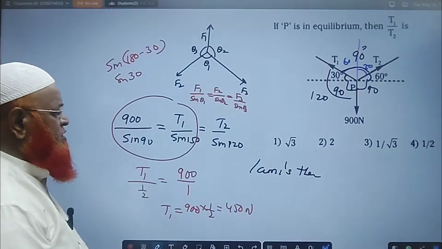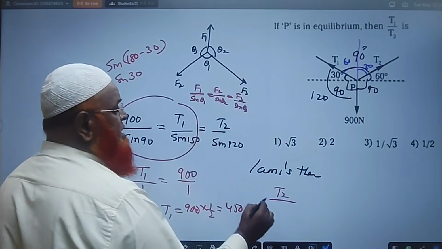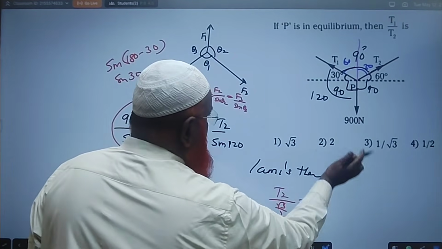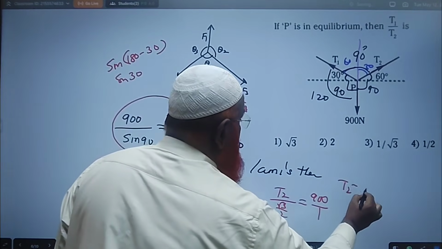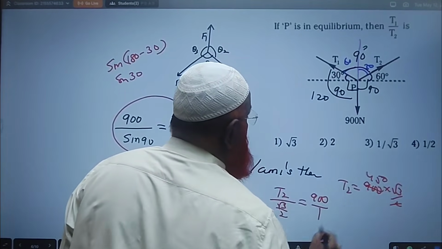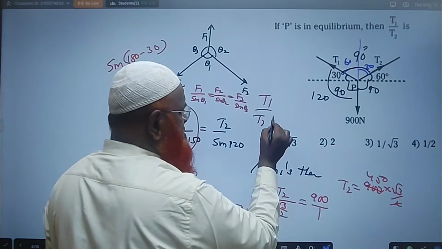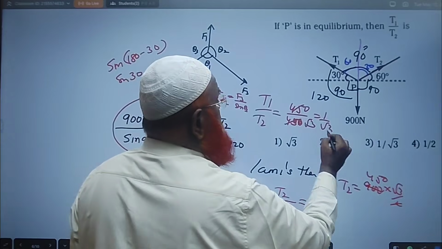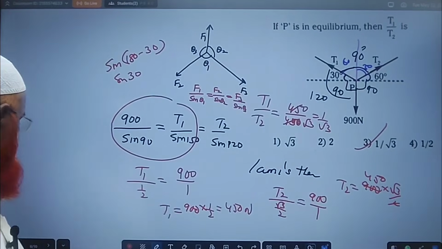The next thing I am going to find is T2. T2 divided by sine 120, which is sine of 180 minus 60, which is root 3 by 2, is equal to 900 divided by sine 90, which is 1. Therefore T2 is 900 into root 3 by 2, which is 450 root 3. Therefore T1 by T2 is 450 divided by 450 root 3. The 450 gets cancelled. Your correct answer is this one. Understood? So I have applied Lami's theorem.